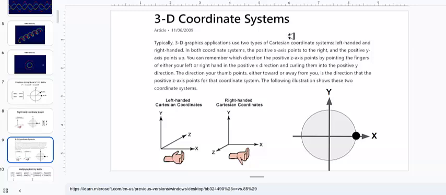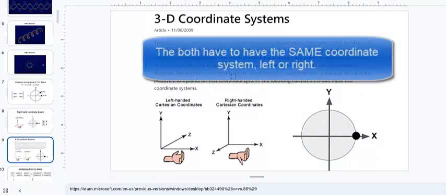Okay, so I work in the field of medical imaging, and I deal with 3D ultrasound images, 3D MRI images, and 3D CT images. And if I want to register an ultrasound image to an MRI image, for example, they both have to be right-hand coordinate systems.